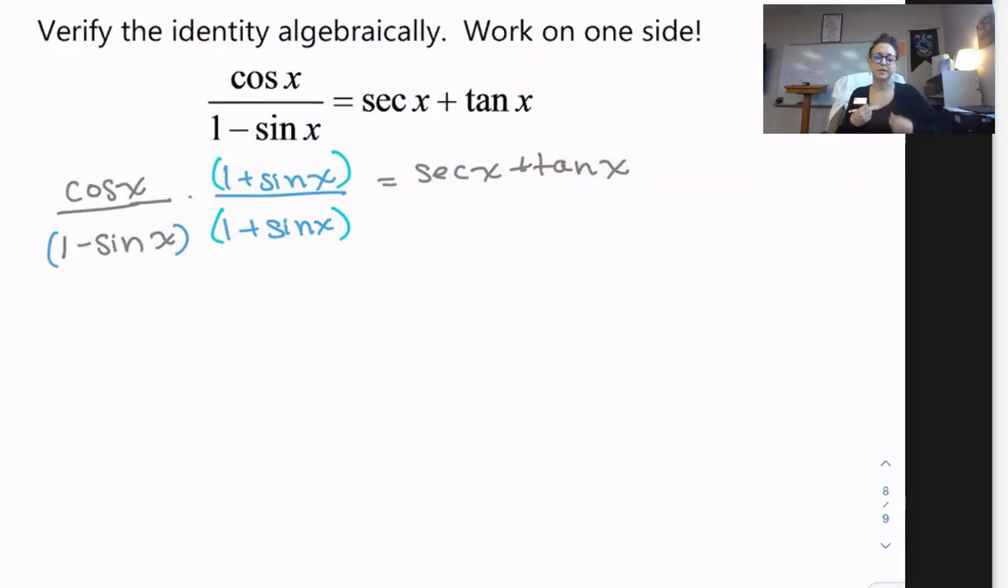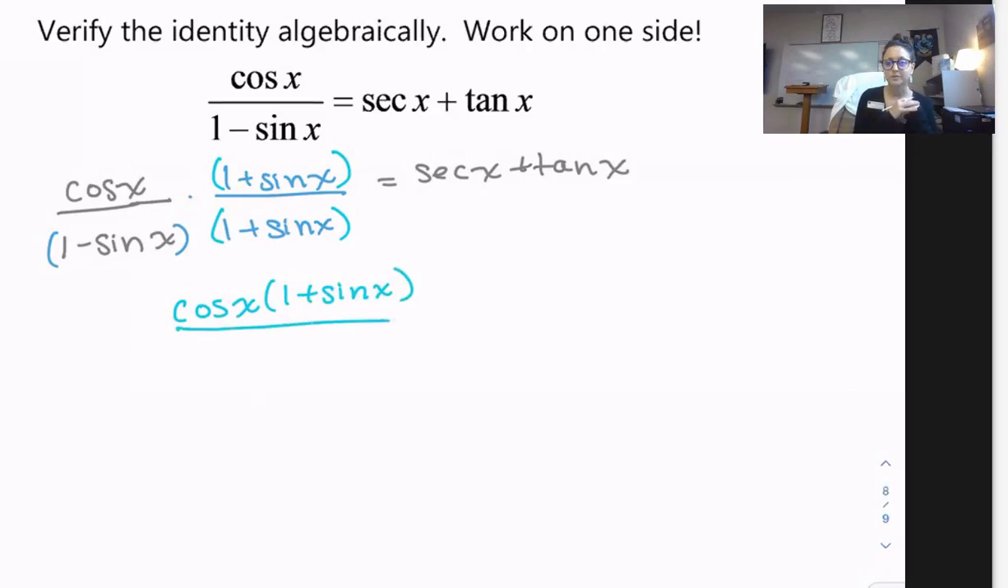So the point of multiplying by the conjugate in the denominator is that now you're going to get some nice cancellation in the denominator when we distribute. You're not going to have nice cancellation in the numerator, so let's not distribute our numerators. Let's leave them in factored form. Okay, so I'm just going to leave it as cosine of x times the quantity 1 plus sine of x.